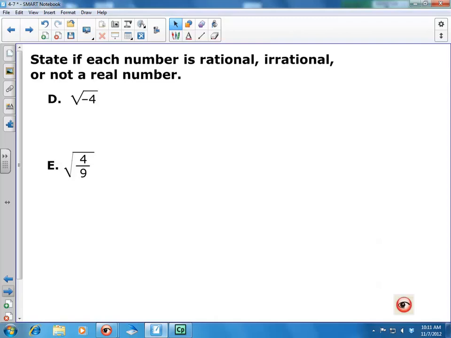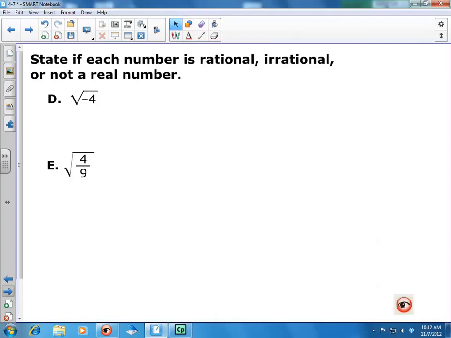Now, letter D, I've had several people ask me, what's going to be a not real number? If all of our things are real, then how do we have a not real number? Well, let's take a look at letter D because I'm going to spoil the surprise for you, but letter D is not a real number. Now, why is it not a real number? Yeah, it's negative inside your square root symbol.